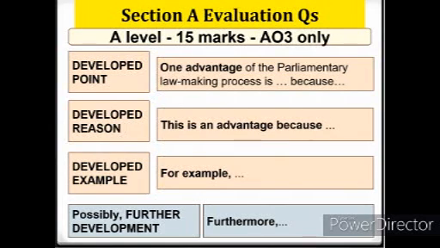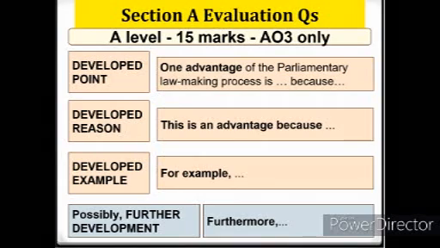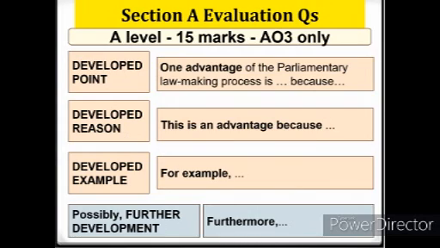For OCR A Level Law, we're looking today at the Section A, Papers 1 and 2 evaluation questions. So for OCR, you will remember that these questions are worth 15 marks. You will have to answer one of them in paper 1 and one of them in paper 2, and you only get awarded for assessment objective 3.